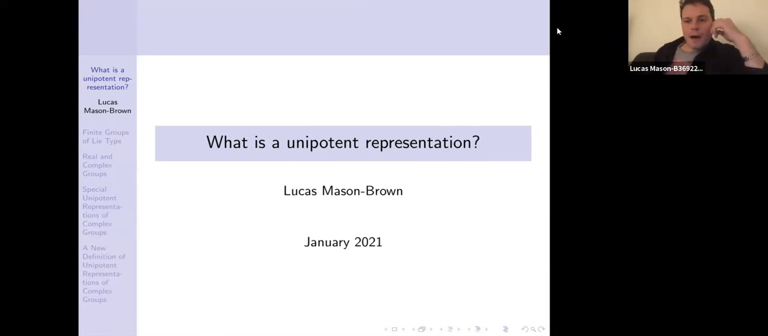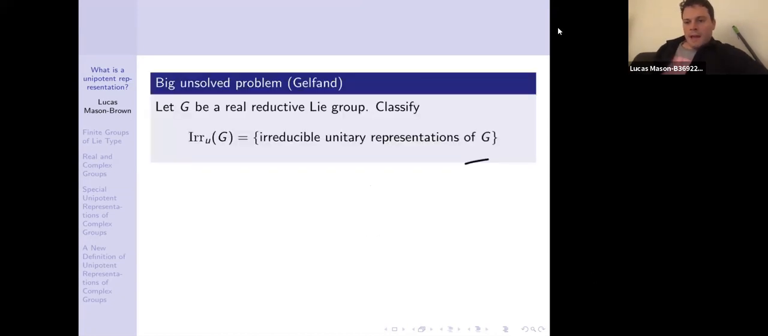My talk today is about infinite dimensional representations of real and complex reductive Lie groups. And the fundamental problem in the subject goes back at least 100 years. It's called the problem of the unitary dual. And the problem is to classify, given an arbitrary group G, the set of equivalence classes of irreducible unitary representations. And as I said, this problem remains unsolved in general. I'll say a bit more about the status of this problem in a few slides.